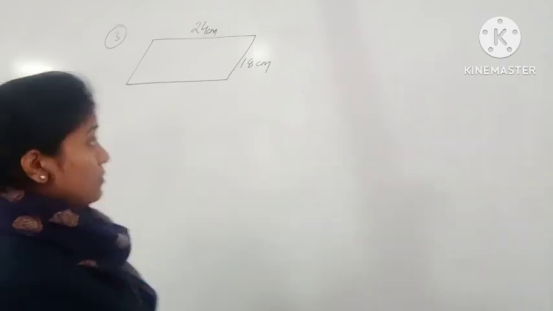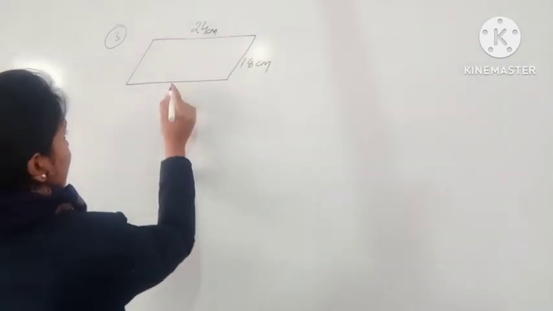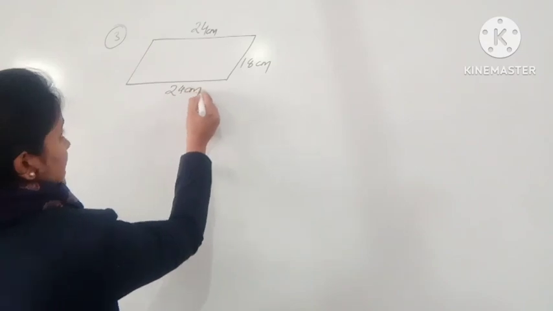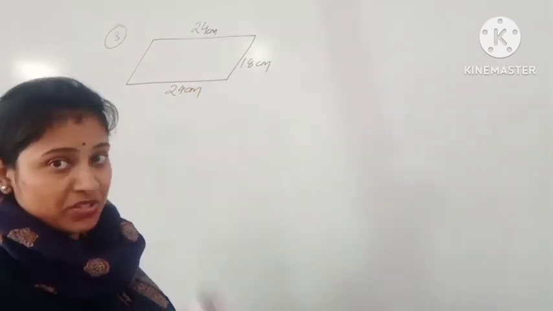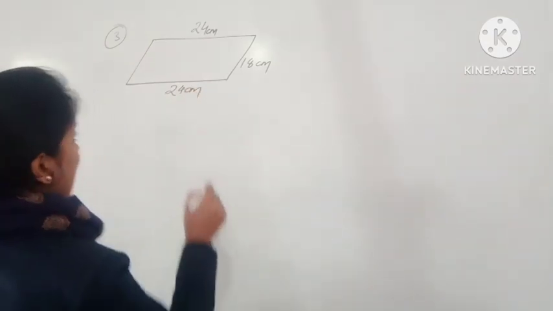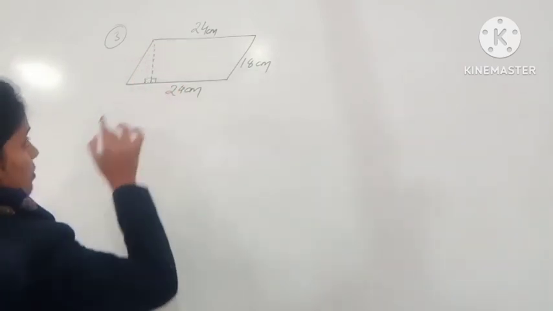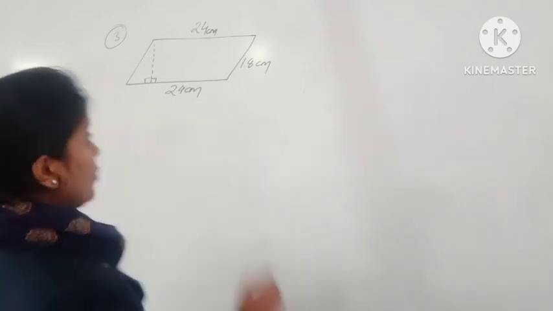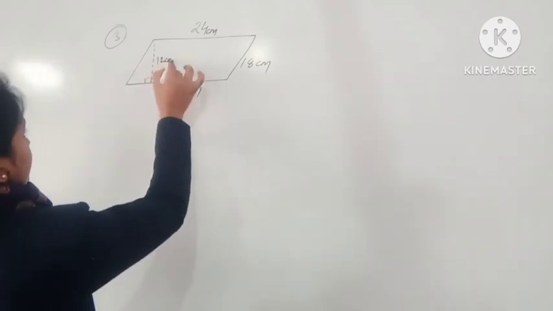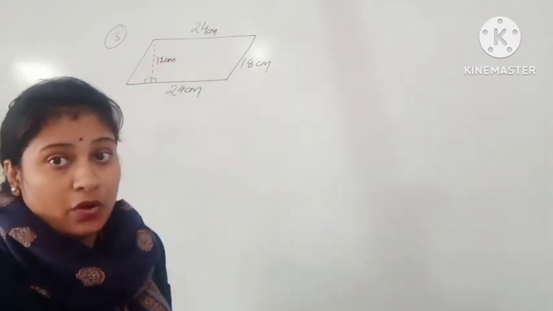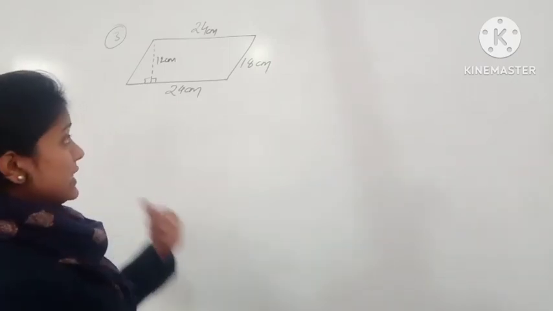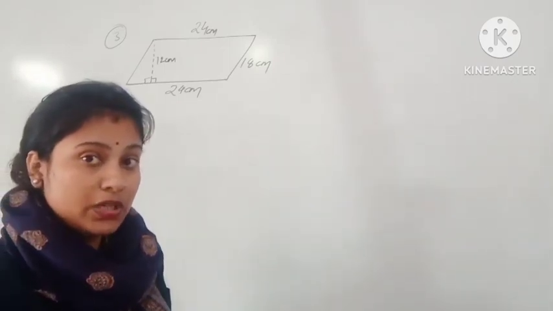This is the first longer side, so obviously this will be the second longer side. The opposite sides are the longer ones, and the distance between them can be drawn perpendicularly. This is equal to 12 centimeter. Now from these given values, can we find out the area of the parallelogram?